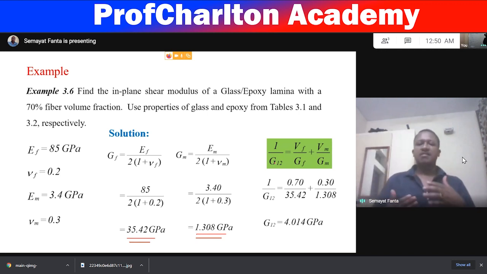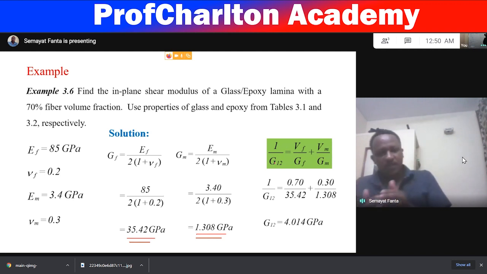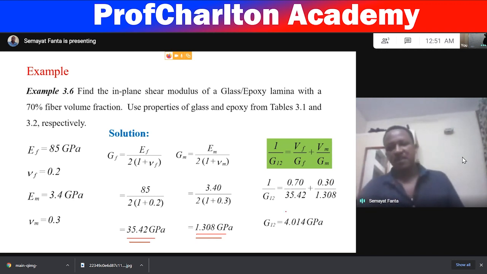In our case, 1, 2 are the local material axis directions. So when we say 1, 1, when we say 1, 2, when we say 2, 2, they are the material axes, or the local axes of the material. So 1 over G12 is equal to volume fraction of fiber over Gf plus Vm over Gm. So 0.7 and 0.3 are the volume fractions of fiber and matrix. So we directly substitute and we get this.